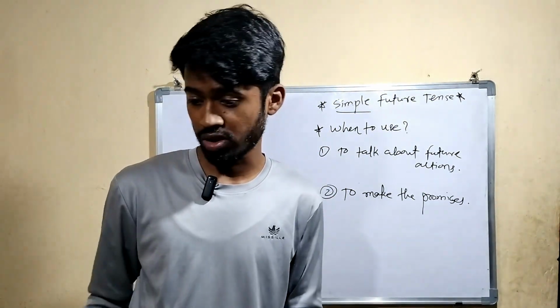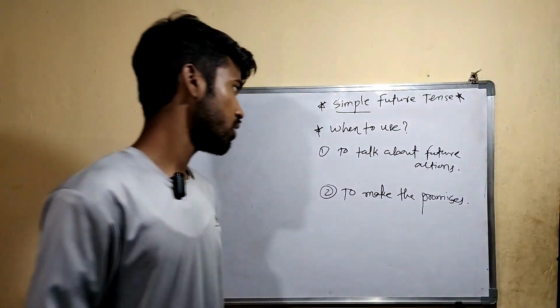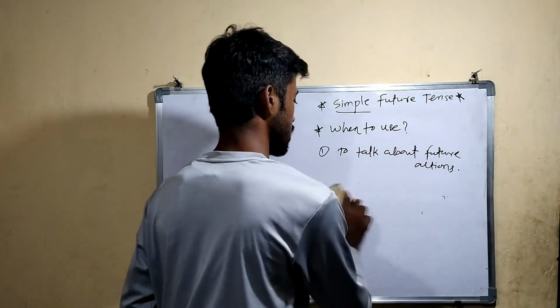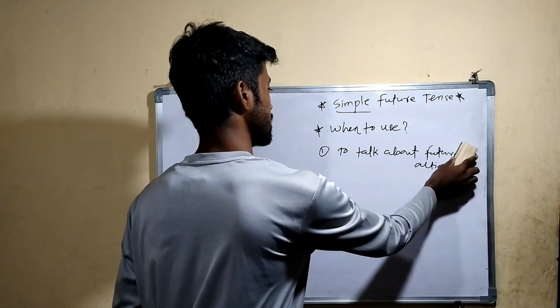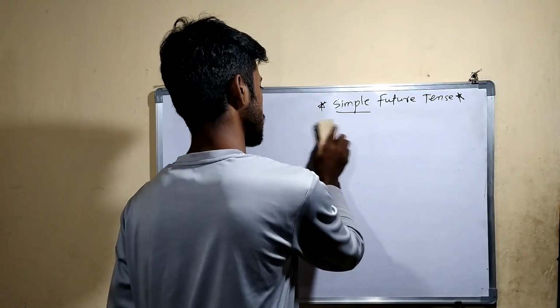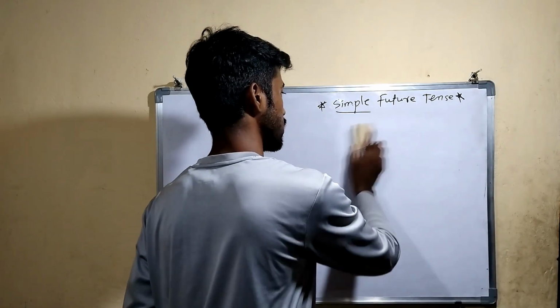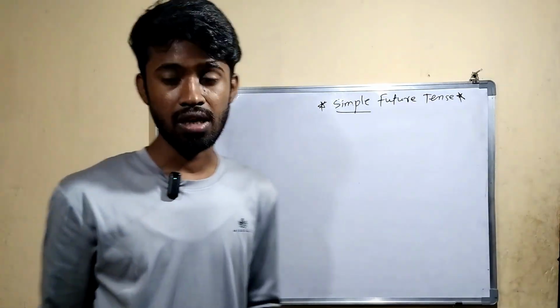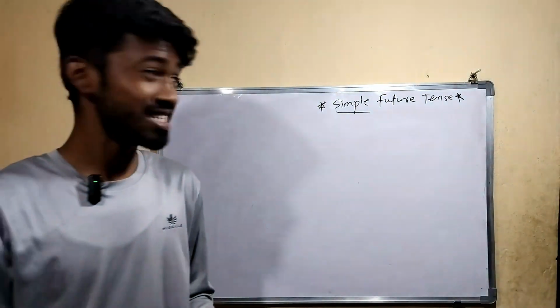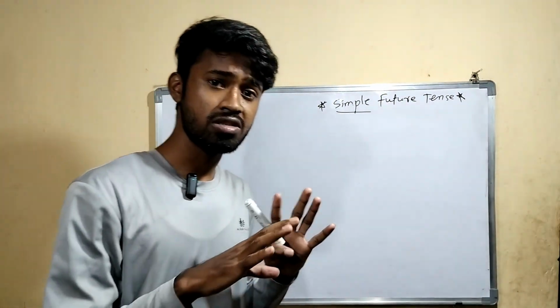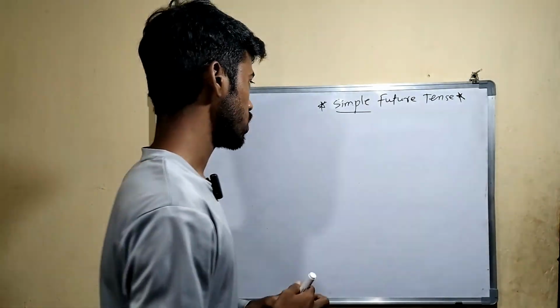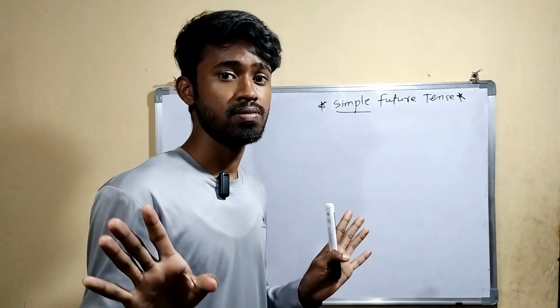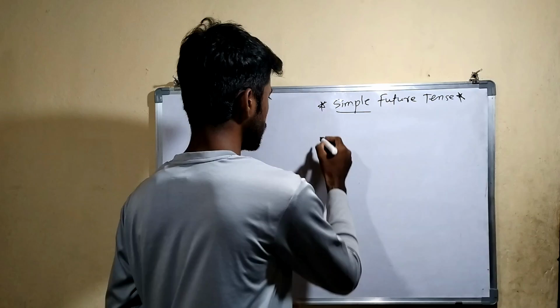Now let's see the different structures. First we are going to see the positive sentence structure, after that negative, and in the last we will see the interrogative sentence structure. This is going to be an in-depth video. If you watch till the last, you will understand this simple future tense perfectly, so you don't need to watch another video again.